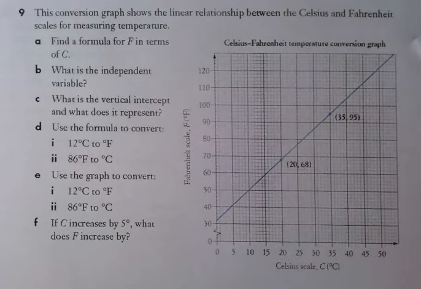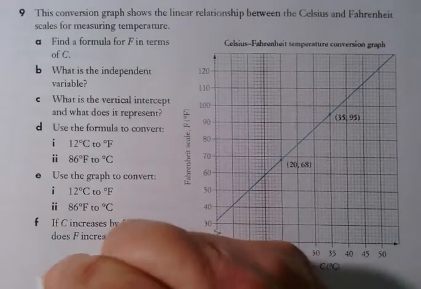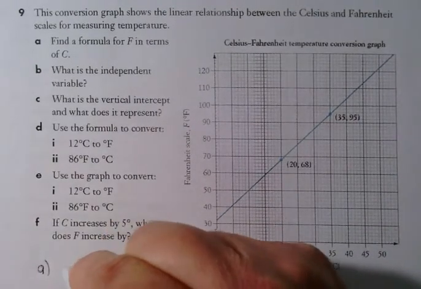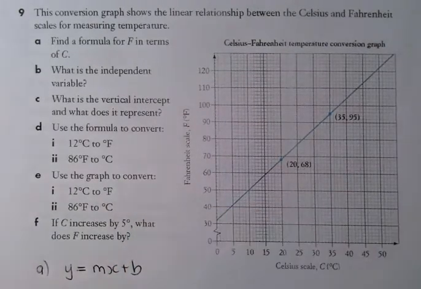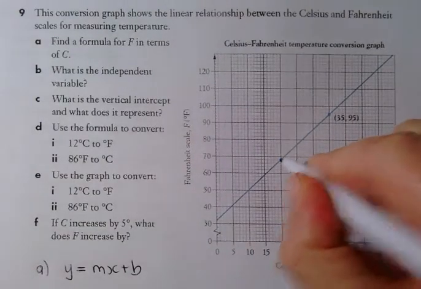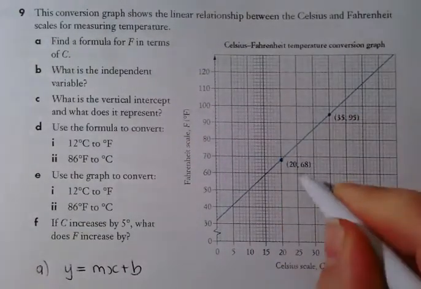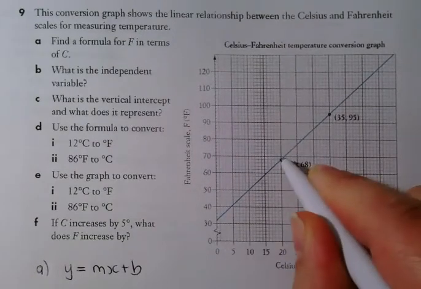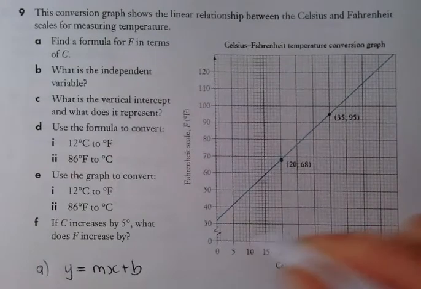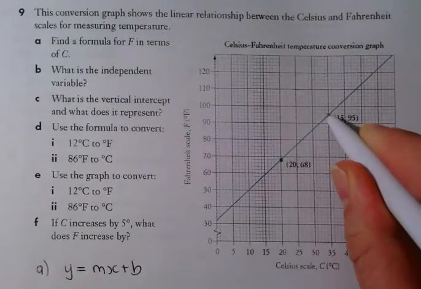Now we can see that this is a straight line graph, which means that it will have the general formula y equals mx plus b, where m is the gradient and b is the y-intercept. So we can see that we've got 2 points here, and the points are 20, 68, so 20 across, 68 up, and 35, 95 there.